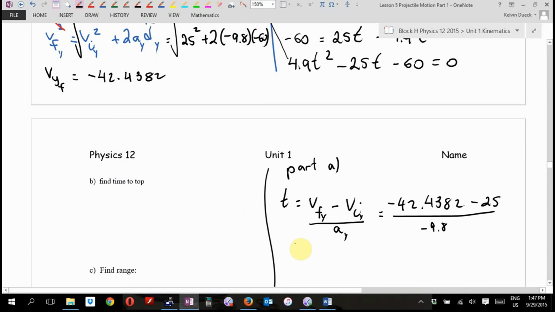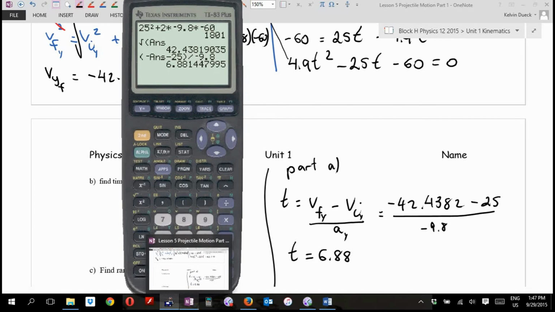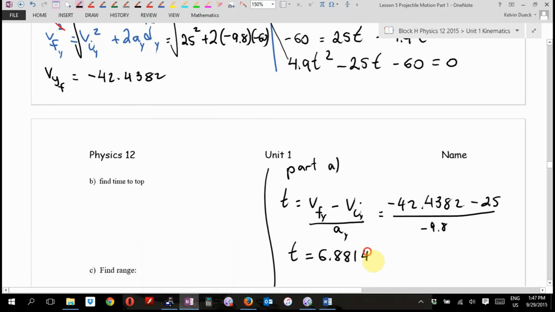I get this. 1, 4, and then now I'll round to 3 sig figs and put a box around it. What's the time of flight? 6.88 seconds. Whew! Yes? How would you get the negative?